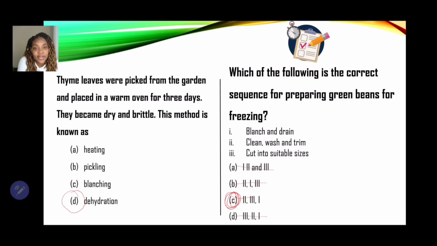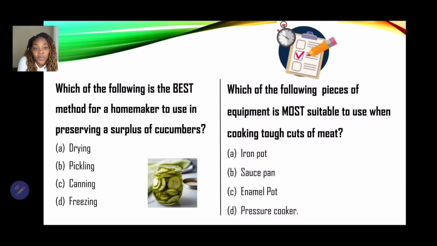All right, next question. Which of the following is the best method for a homemaker to use in preserving a surplus of cucumbers? So when we have too much cucumbers, how can we preserve them? A, drying. B, pickling. D, freezing. Good. Now the ideal answer here is pickling. So we're speaking of the homemaker, so she can pickle her cucumbers and use it on sandwiches.